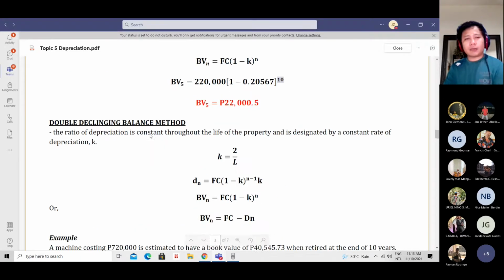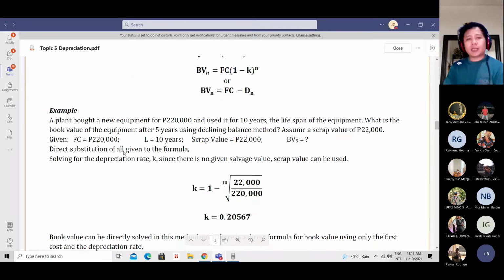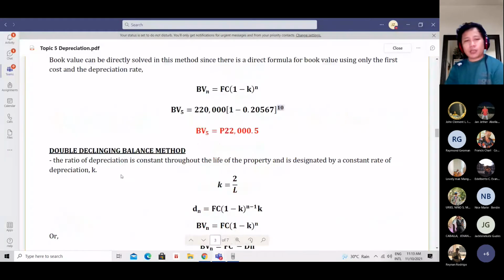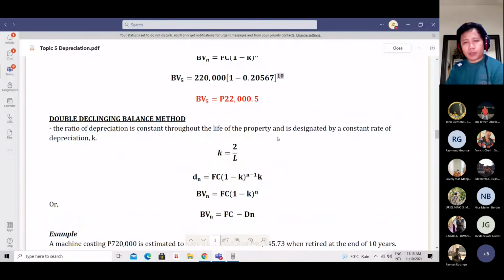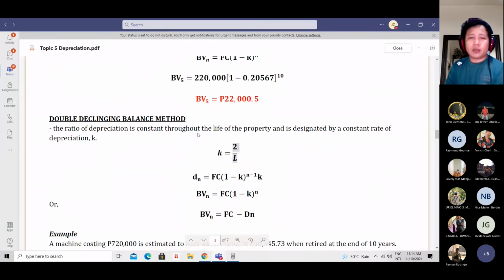You have the double declining balance method. Double declining balance method is basically the same as the declining balance method. The only difference is its depreciation rate. The ratio of depreciation is constant throughout the life of the property and is designated by a constant rate of depreciation K. Your K this time is 2 over N. For the declining balance method, your K is 1 minus the Nth root of salvage value over first cost. But your depreciation rate K for the double declining balance method is just 2 over N, while the other formulas are the same.